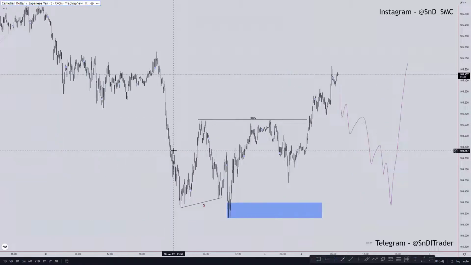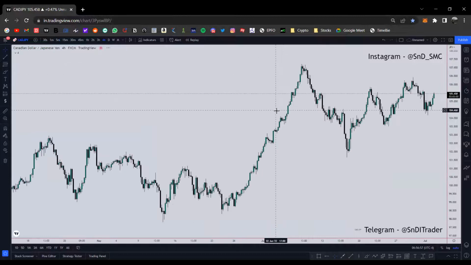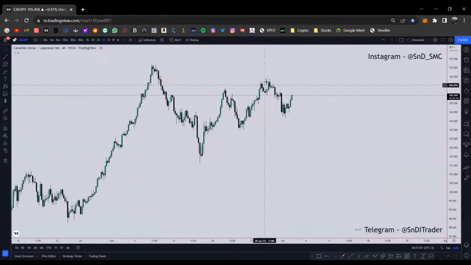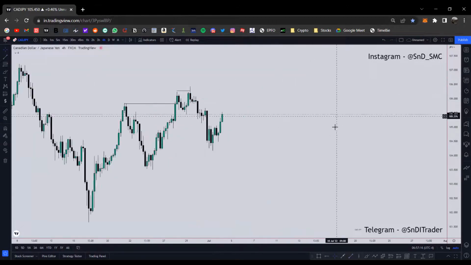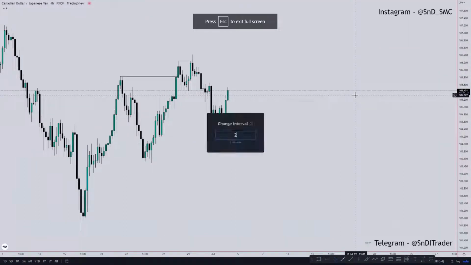So let me just go on 4-hour time frame and mark the zones, to explain this to you. You see this high and this low. This high has taken out this liquidity and this liquidity. And just for instance, after this high takes out this liquidity, you can go on 2-hour time frame.